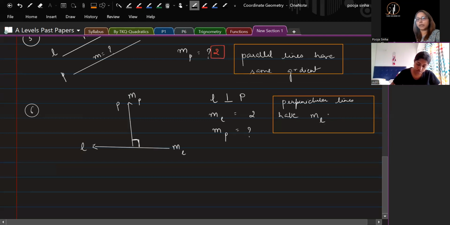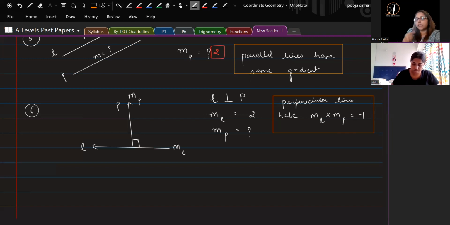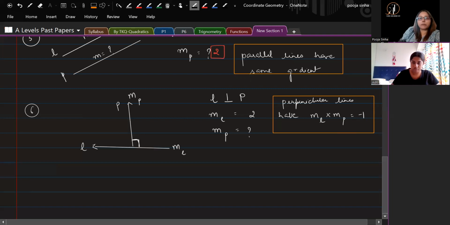So for perpendicular lines, the product of the gradients is equal to -1. ML into MP is equal to -1, right? If there are two perpendicular lines and you multiply their gradients, you get -1. So going by that, M of P into M of L is equal to -1, and M of L I know is 2. So if I want to find M of P, the two should multiply to -1, so only this will be -1 upon 2. Am I right in saying that?